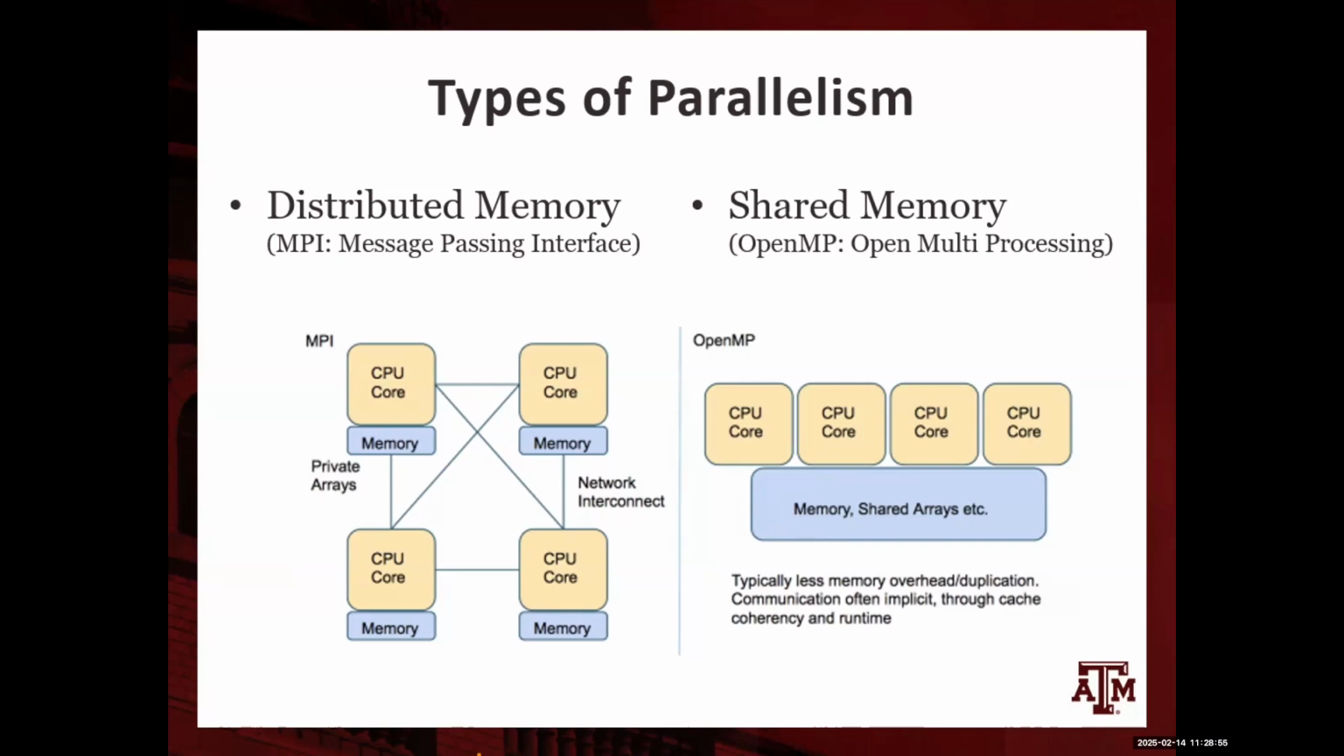Okay. There is another one, which is shared memory. So you have a big memory and all the CPUs are connected to this. And that's OpenMP. So you don't have to send information from one memory to the next and so on. So that's the shared memory system. OpenMP, open multiprocessing, is a standard.